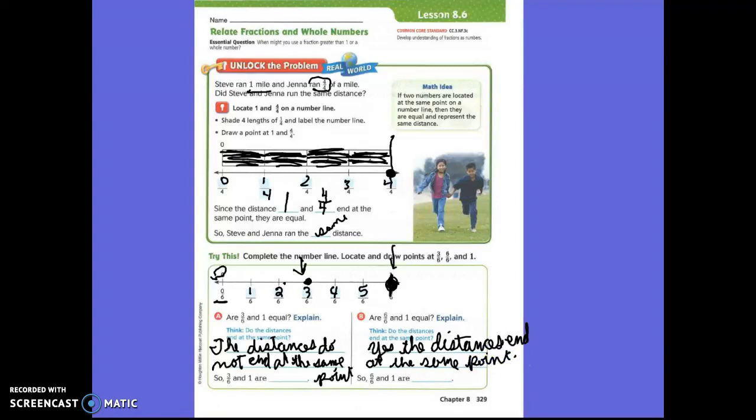So, 3/6 and 1 are unequal. 3/6 and 1 are unequal. And 6/6 and 1 are equal. Make sure you answer both of these before we move on.